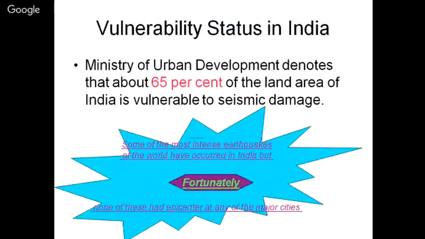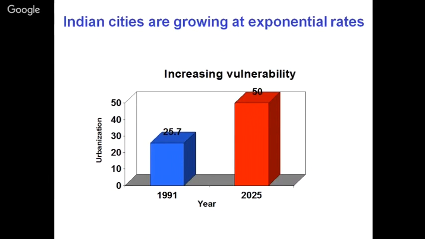This is the vulnerability status in India, because 70% of the building stock is masonry, and moreover it is not being designed in India. We don't design buildings, whether masonry or RCC, and the scenario is more gruesome in the case of masonry structures, which are of course 70% of the building stock. The Ministry of Urban Development states that about 65% of the land area of India is vulnerable to seismic damage, although this data is a few years old. The vulnerability is increasing, to about 50% from 25.7% from 1991 to 2025.